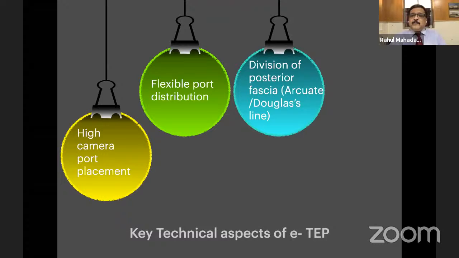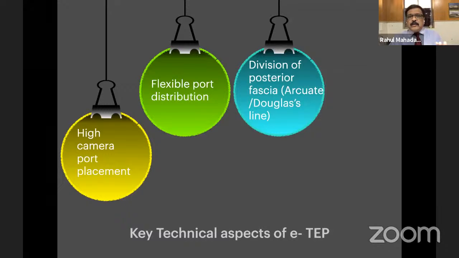Then division of the posterior fascia or arcuate line. So this is a key feature, how, I will show you. And once you divide this posterior fascia, which is not done in case of a TAPP repair, this is the main key point of eTEP. So division of the posterior fascia is the key feature of eTEP for inguinal hernia repair.